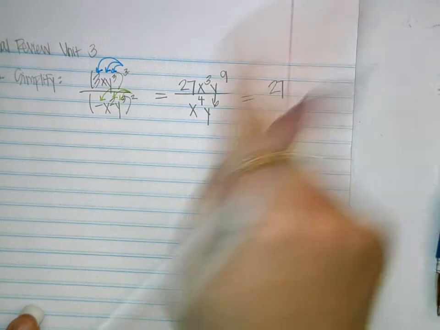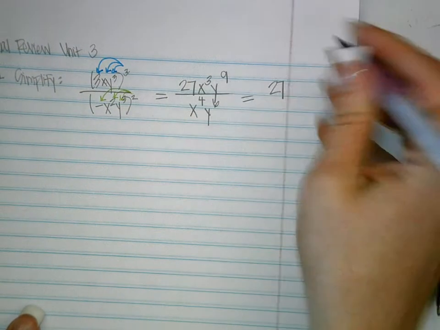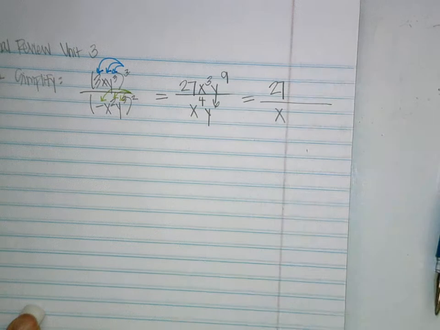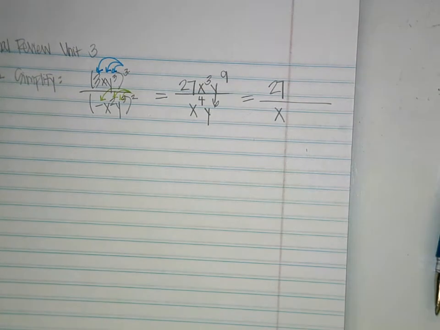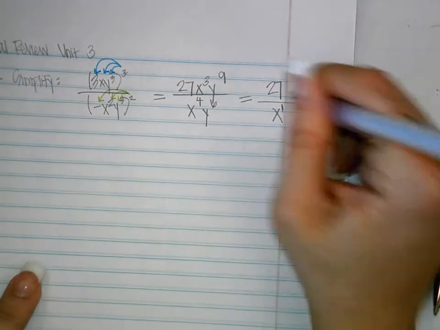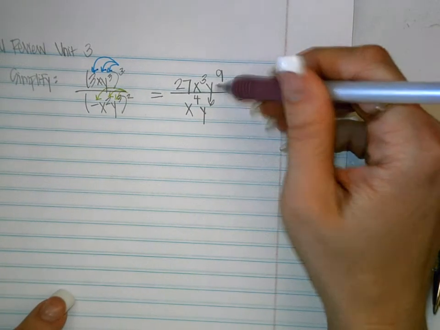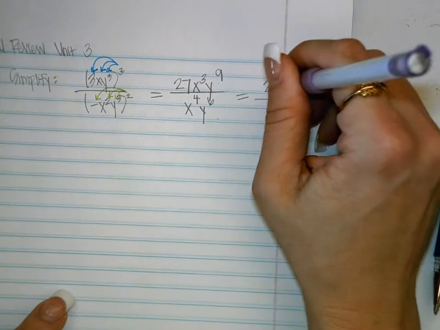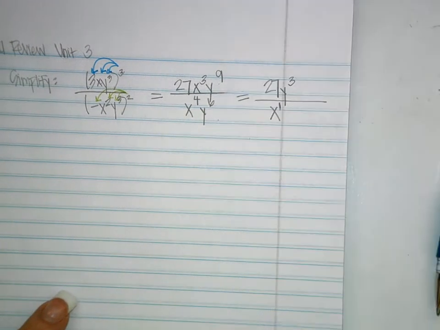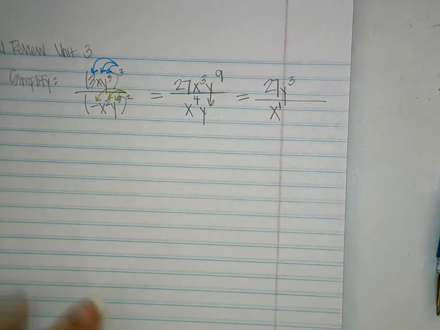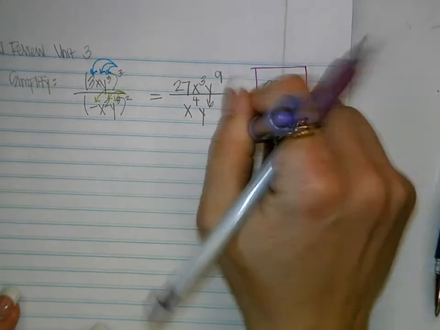So you're not going to change anything there. 27. For the x's, which one's bigger, the top or the bottom? Bottom. The bottom, so the x is going to stay on the bottom, and how many more are there? 1 more, it wins by 1. If you'd like to put the exponent of 1, you can, but it's not absolutely necessary. And the y's, is it bigger on the top or the bottom? Top, and it wins by 3. That's your answer. Okay, 27 y cubed over x. If you don't write the x to the first, again, that's totally fine. It's not necessary. Questions on how I did that?